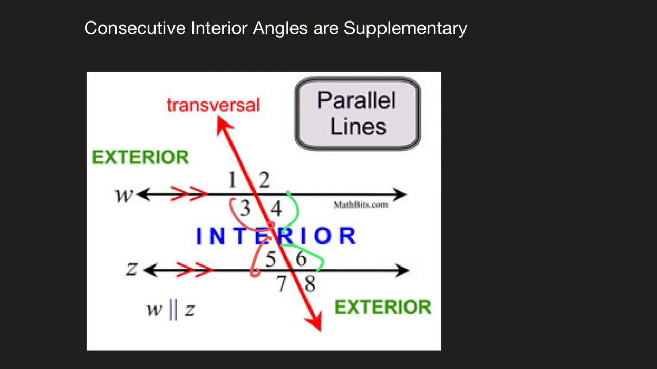And if you look at 4 and 6, and you look at 3 and 5, it kind of makes sense. Angle 4 appears to be less than 90. That would be acute. Where angle 6 is obtuse, greater than 90. So those two angles together should give you 180 degrees. They are supplementary. And the same thing with 3 and 5. So consecutive interior angles are supplementary.